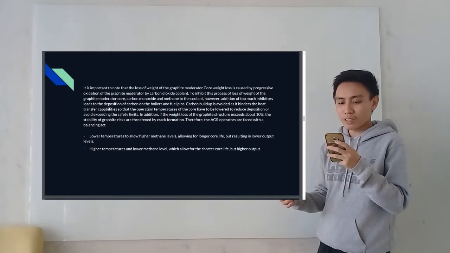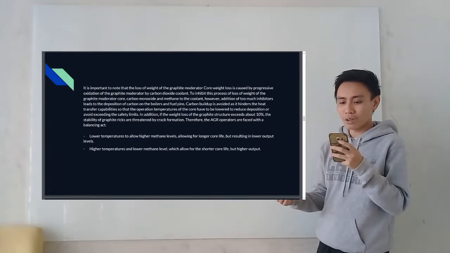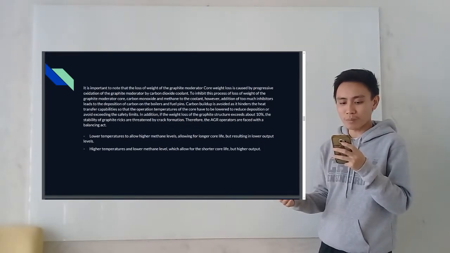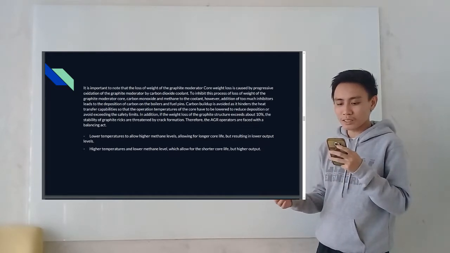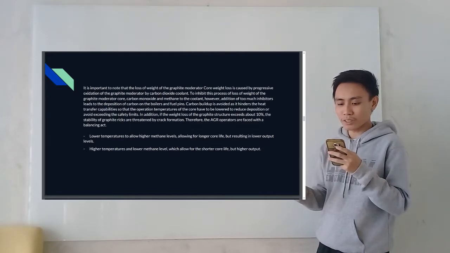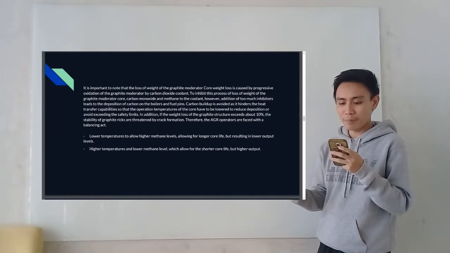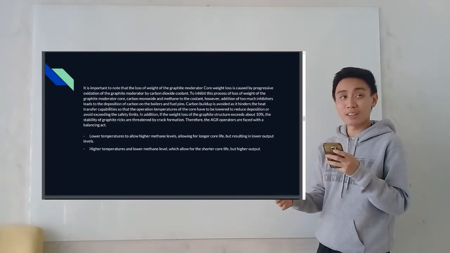It is important to note that the weight loss of the graphite moderator core is caused by progressive oxidation of the graphite moderator by the carbon dioxide coolant. To inhibit this process, carbon monoxide and methane are used in the coolant. However, adding too much inhibitor leads to the deposition of carbon on the boiler and fuel pins.